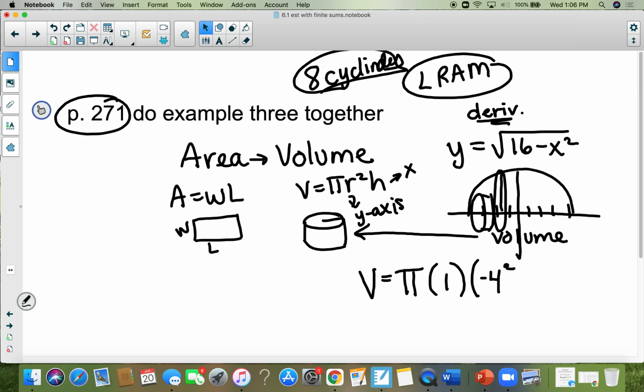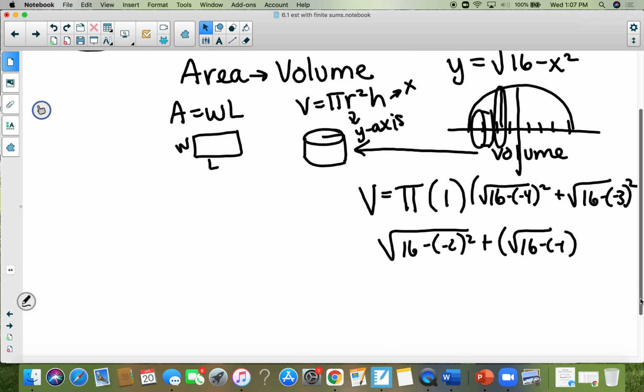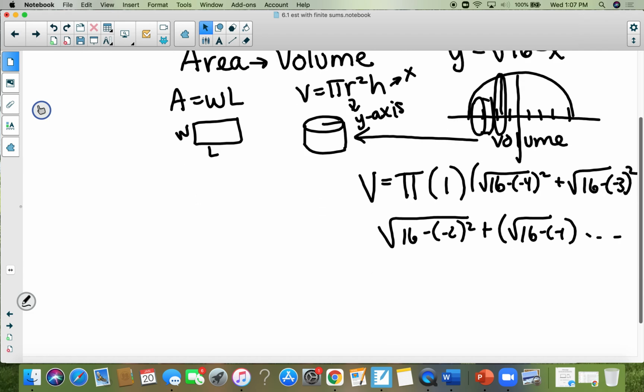Sorry, we're going to put it into here though. We're going to put a -4 into here. And then we're going to put a -3 into there. And then we're going to keep doing, and we're going to put a -2 into there. And then we're going to put a -1 into there. And you're going to keep going. Since it's the left RAM, the only one you're not going to do is the 4. So the last one you're going to put in is this one.